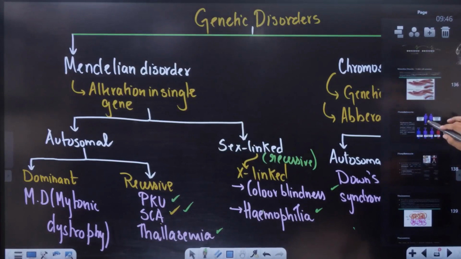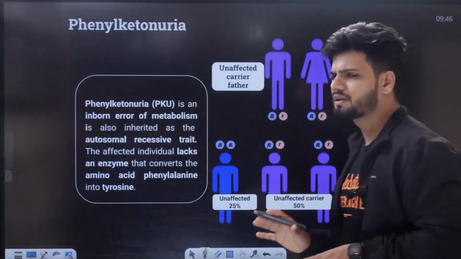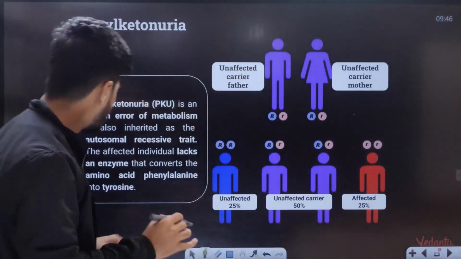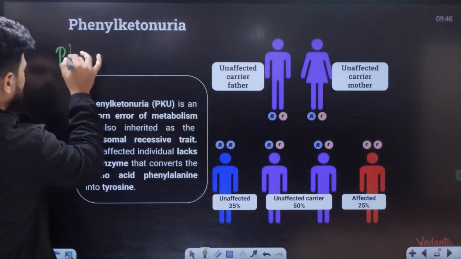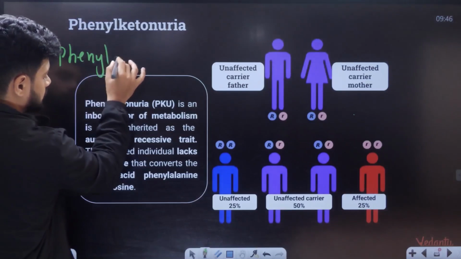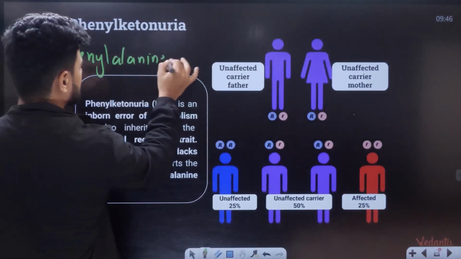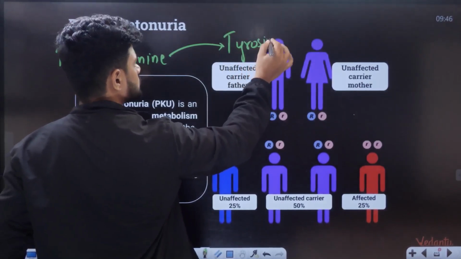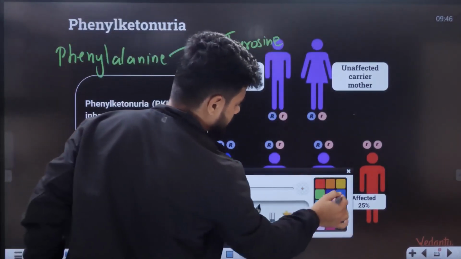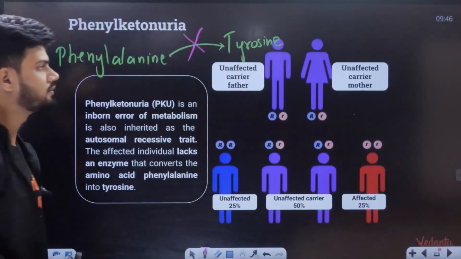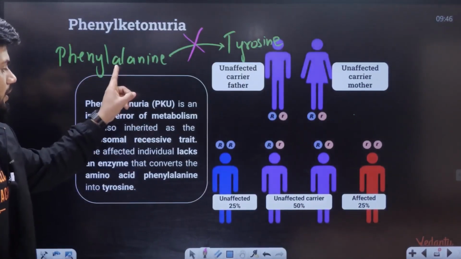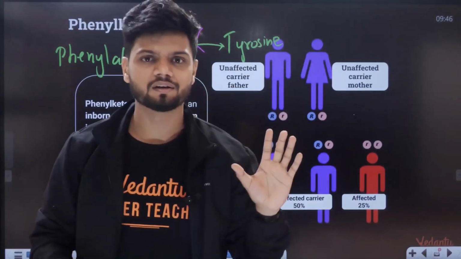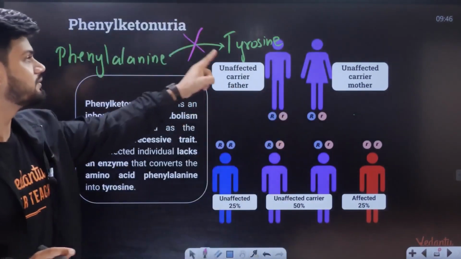Phenylketonuria. Very simple, an autosomal recessive disease. Now in this disease what is happening is your phenylalanine is not converted to tyrosine. Phenylalanine amino acid is not converted to tyrosine. Why? Because the phenylalanine hydroxylase enzyme is missing. If that enzyme is missing, this conversion is not happening.